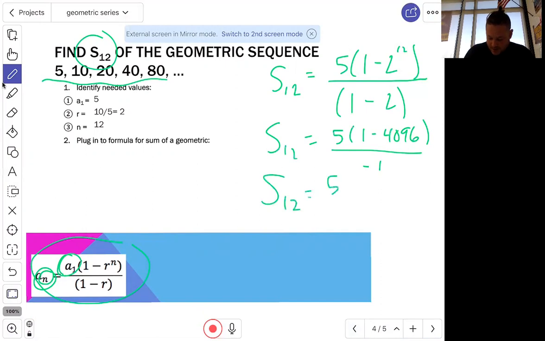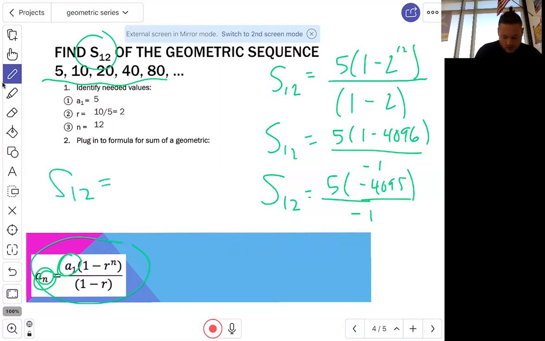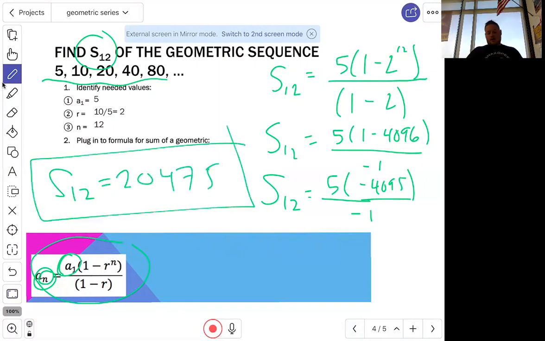So I have 5 times 1 minus 4,096, which is -4,095. And now at this point, I'm going to punch it into a calculator. I'm going to go 5 times -4,095, and then divide that by -1. And so my answer is, it's actually a pretty big number, 20,475. All right, and that's it.